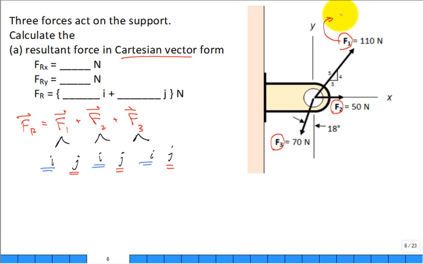We just did this one, didn't we? Right? What was it? 66i plus 88j newtons. How about F2? We want to put it in something i, something j. What would F2 be? Yeah, 50i plus 0j, and that's newtons. And then F3, the hardest one.